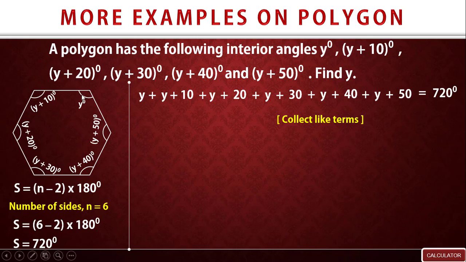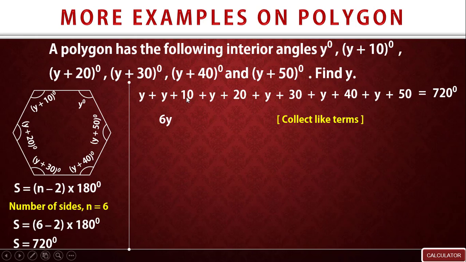So collecting like terms, we're going to collect the ones that have y, and then we'll collect the ones that are just ordinary numbers. Let's do the left hand side first. We have y plus y, that will give 2y, 2y plus y gives 3y, 3y plus y gives 4y, 4y plus y gives 5y, 5y plus y gives 6y. I hope you understand that, because each y has a coefficient of 1. It's just hidden. So we have 6y there.